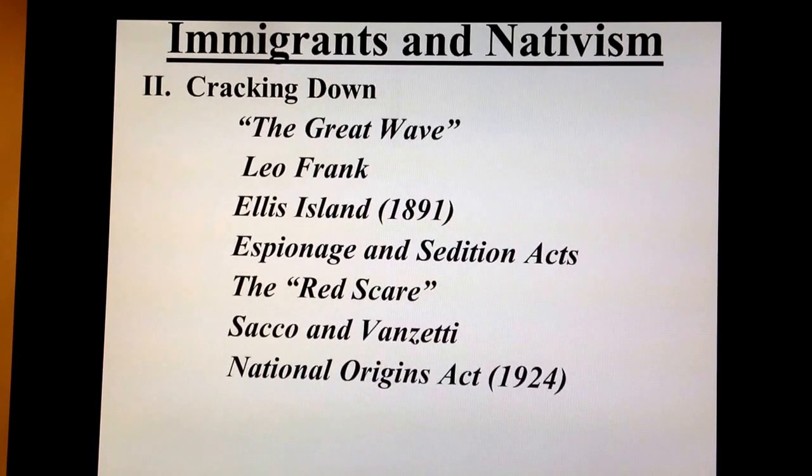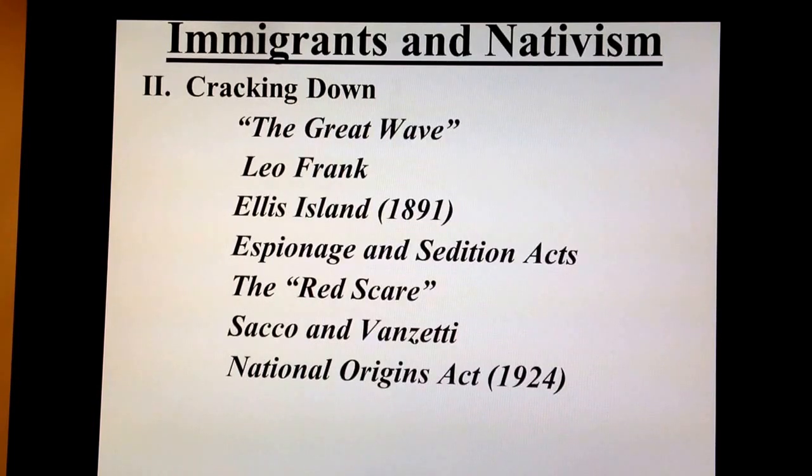Nativism really reached its peak in the early 20th century, and that was in reaction to what would come to be called the Great Wave of immigration. In part two here, we'll see the Great Wave of immigration, the factors that played into the backlash, and then by the end of part two, the victory for nativists, which really changed the country for about 50 years, making it less diverse.